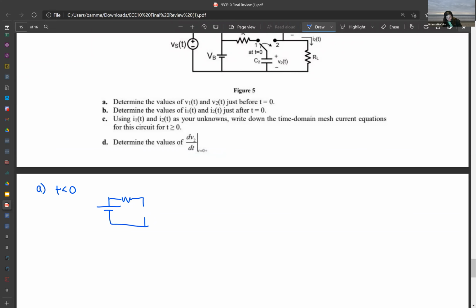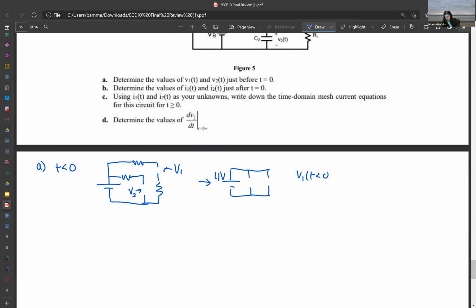And remember, in the steady state, capacitors go to an open circuit. So that's just what I'm drawing here. This is going to be V2, this is going to be V1, and notice that these branches are open, so you're not going to have any current, so we can just ignore the resistors. And so we get two open circuits in parallel, and we know that the voltage across parallel components is the same, and it's given to us that V_B is 4 volts right here. And so we can just say that V1 of t less than 0. Actually, it'd be better to write this as t equals 0 minus because we don't actually know that.